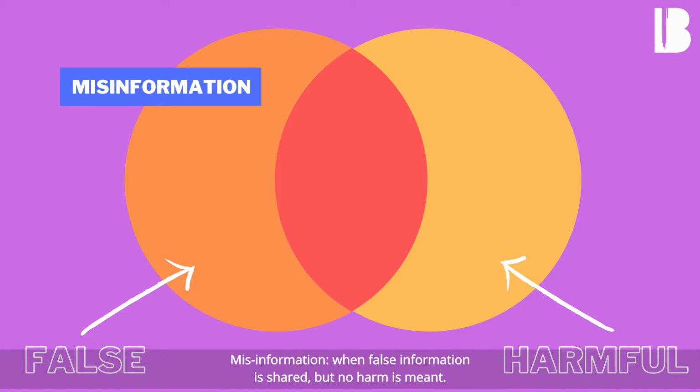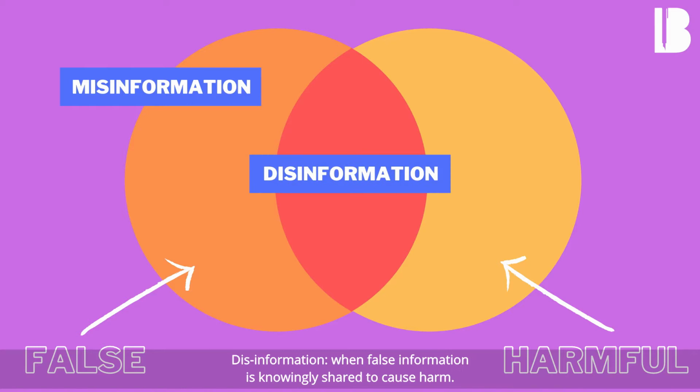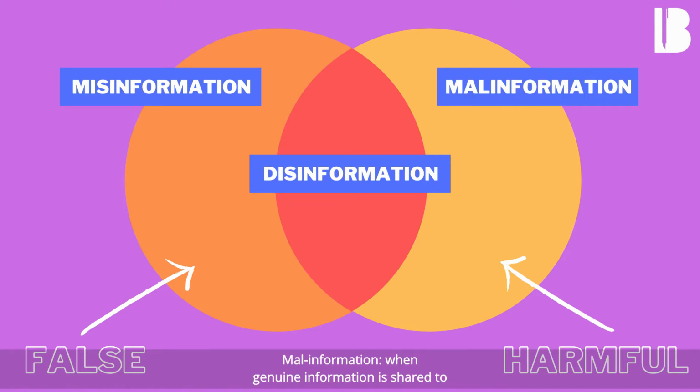Misinformation is when false information is shared but no harm is meant. Disinformation is when false information is knowingly shared to cause harm. And malinformation is when genuine information is shared to cause harm, often by revealing things that were meant to stay private.